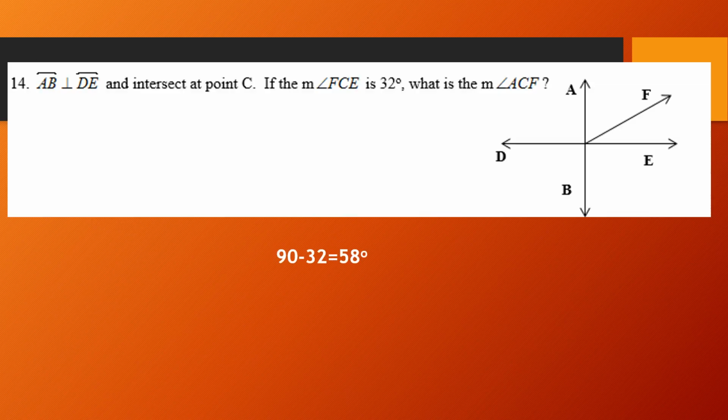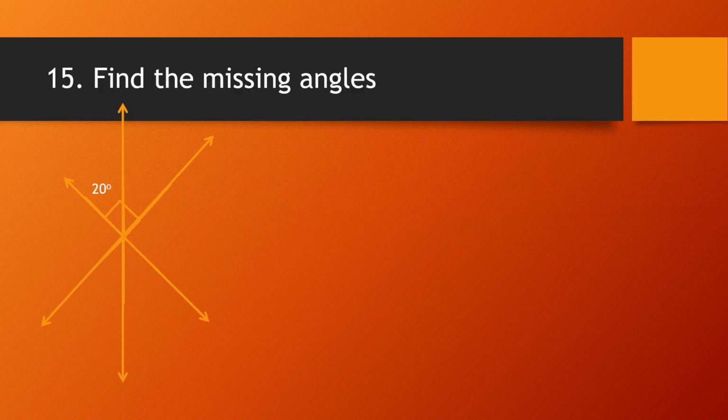Next one, we have AB is perpendicular to DE at that point C there. You need to know perpendicular lines give you congruent right angles. You're going to hear us say a lot of that from now on. It says if FEC is 32, what is angle ACF? So you need to know that that is 90 degrees, and all you're going to do is 90 subtract 32.